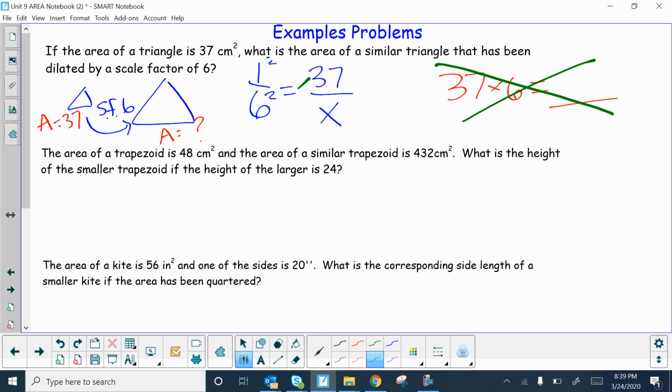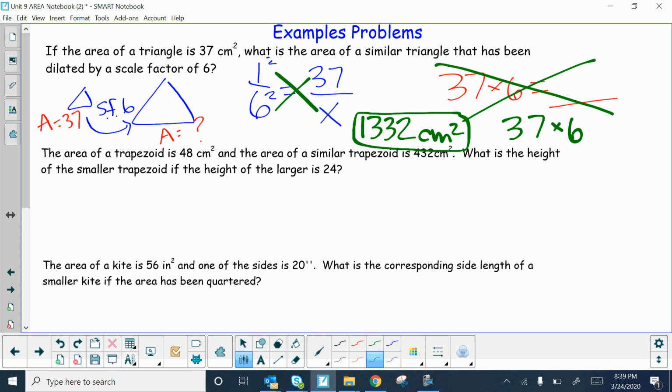But if you set up this proportion, this is easy to work with. So we're going to cross multiply here. What's 37 times 6 squared? That would be 1,332. And that's just 1 times x, so all you have to do is divide by 1. So it's 1,332 centimeters squared. Okay, so I didn't have to use the formula to figure this out. I just needed to use the correct ratio, and that's 6 squared. Now I know you can do 37 times 6 squared. That one would be correct, but please don't multiply it times 6, because if the sides get 6 times bigger, the area does not.